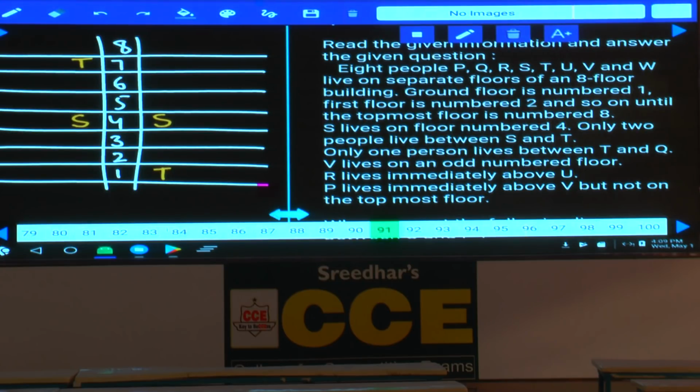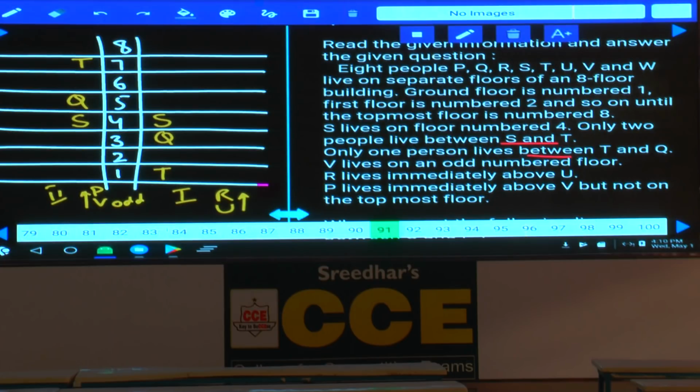And next one, only 2 people between S and T, only 1 person between T and Q. Now in the first case, Q is on the 3rd floor, and in the second case, Q must be on the 5th floor, because only 1 person between T and Q. And V lives on an odd number floor. Now V is on an odd number floor, and R lives immediately above U. R is immediately above U. And next one, P lives immediately above V.